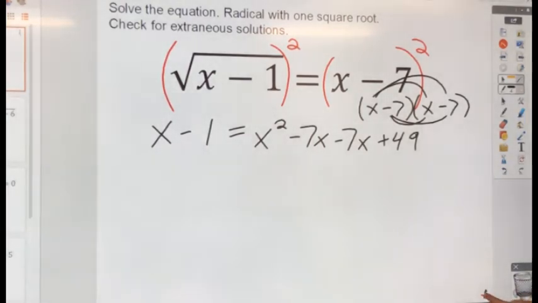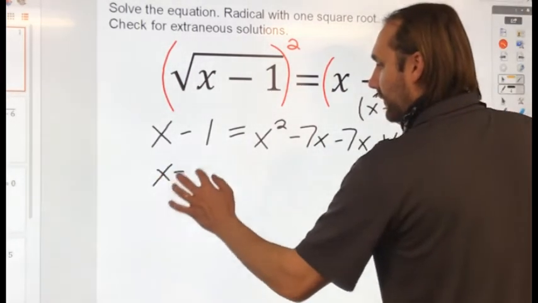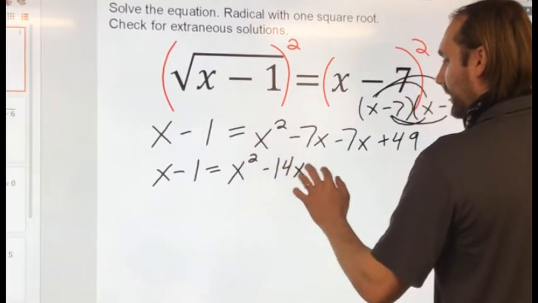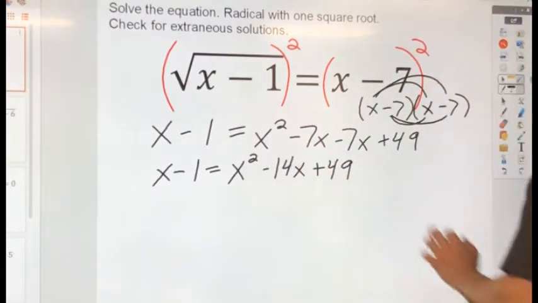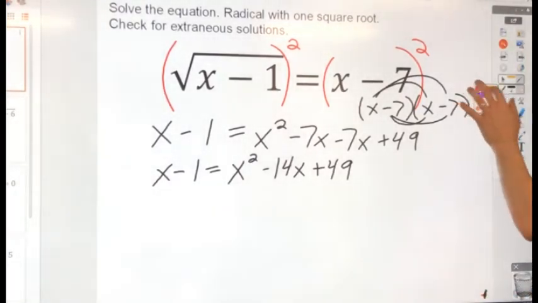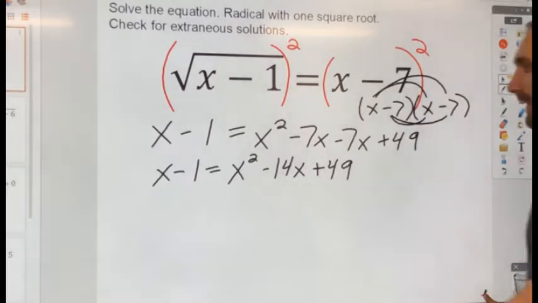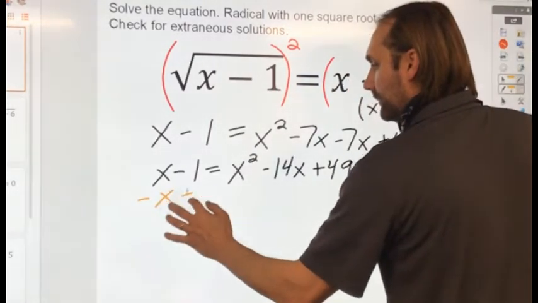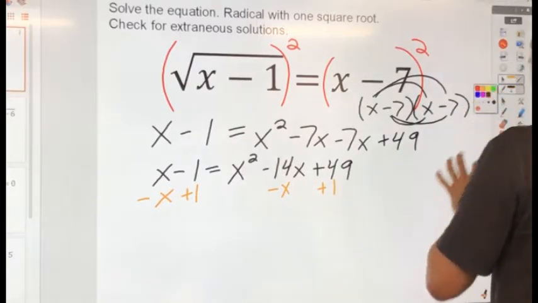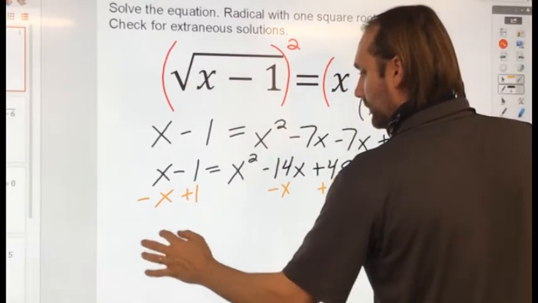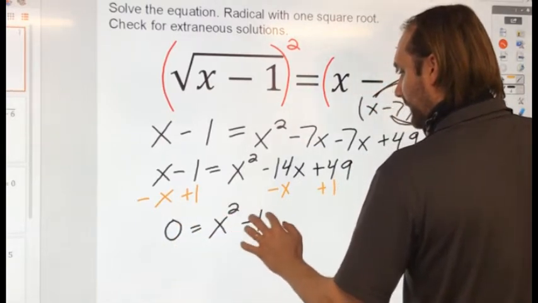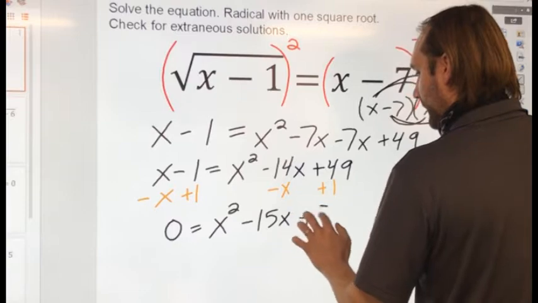Now what we'll probably want to do is combine like terms. So x minus 1 equals x squared minus 14x plus 49. Looks like most of you got this far, so very good. Notice I have a quadratic. I need to set my quadratic equal to 0. So let me move everything over. Negative x and a plus 1. That's going to give me 0 equals x squared minus 15x plus 50.